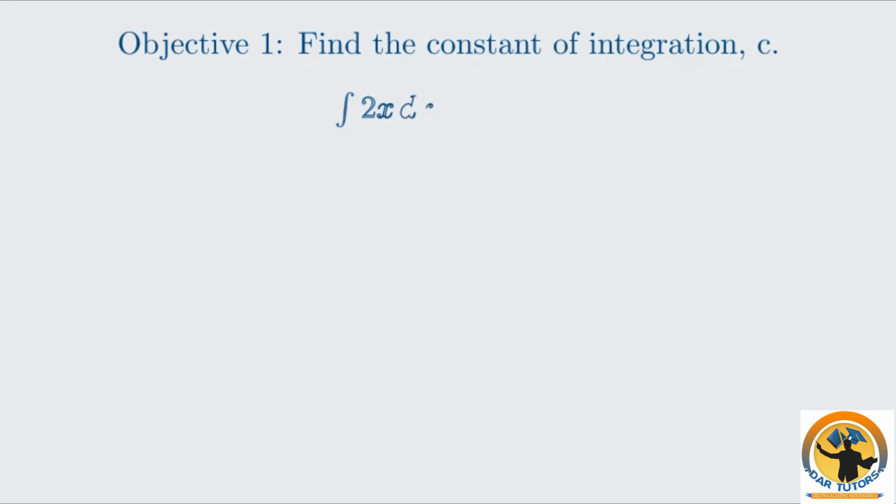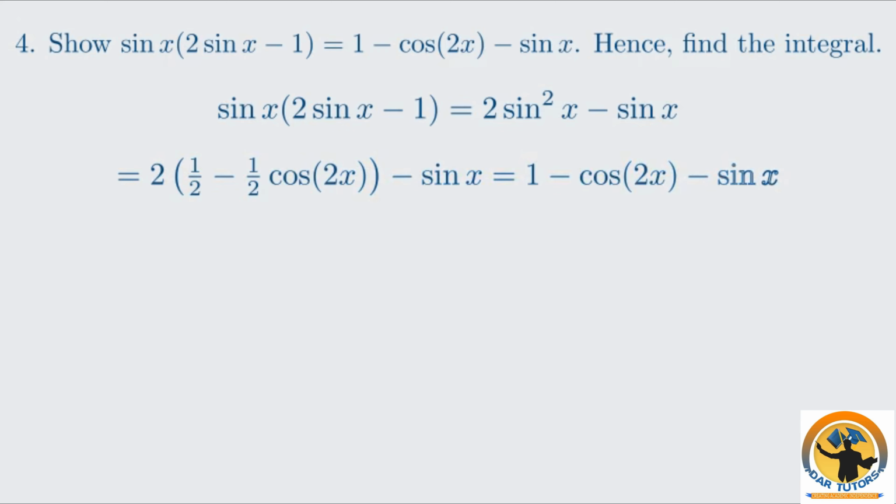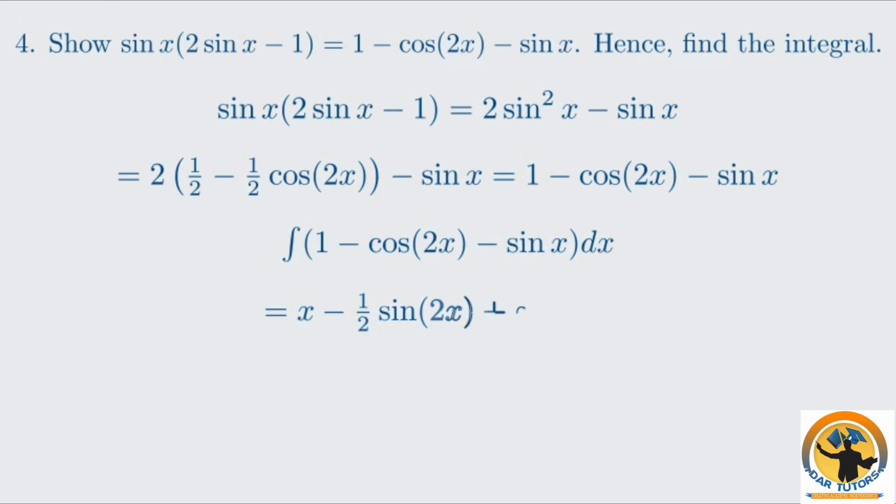Question 4 requires the use of a trigonometric identity. First, expand the expression to get 2 sine squared x minus sine x. Now, use the identity sine squared x equals 1/2 minus 1/2 cosine 2x. This gives us 2 times the quantity 1/2 minus 1/2 cosine 2x minus sine x. This simplifies to 1 minus cosine 2x minus sine x as required. Now we integrate this simplified expression. The integral is x minus 1/2 sine 2x plus cosine x plus c.